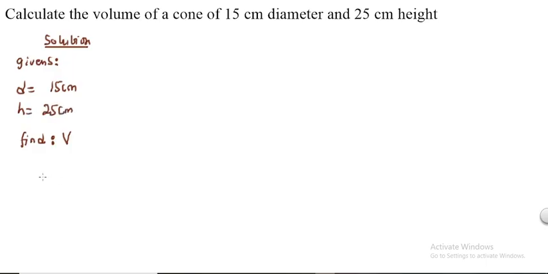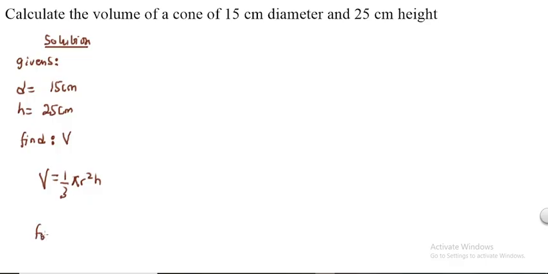So like I said before, to calculate the volume of the cone, we can use the formula V is equal to 1 over 3 pi r square h. Now from this formula, we have our value of h given, but we do not have our value of r directly given. So we have to find it.